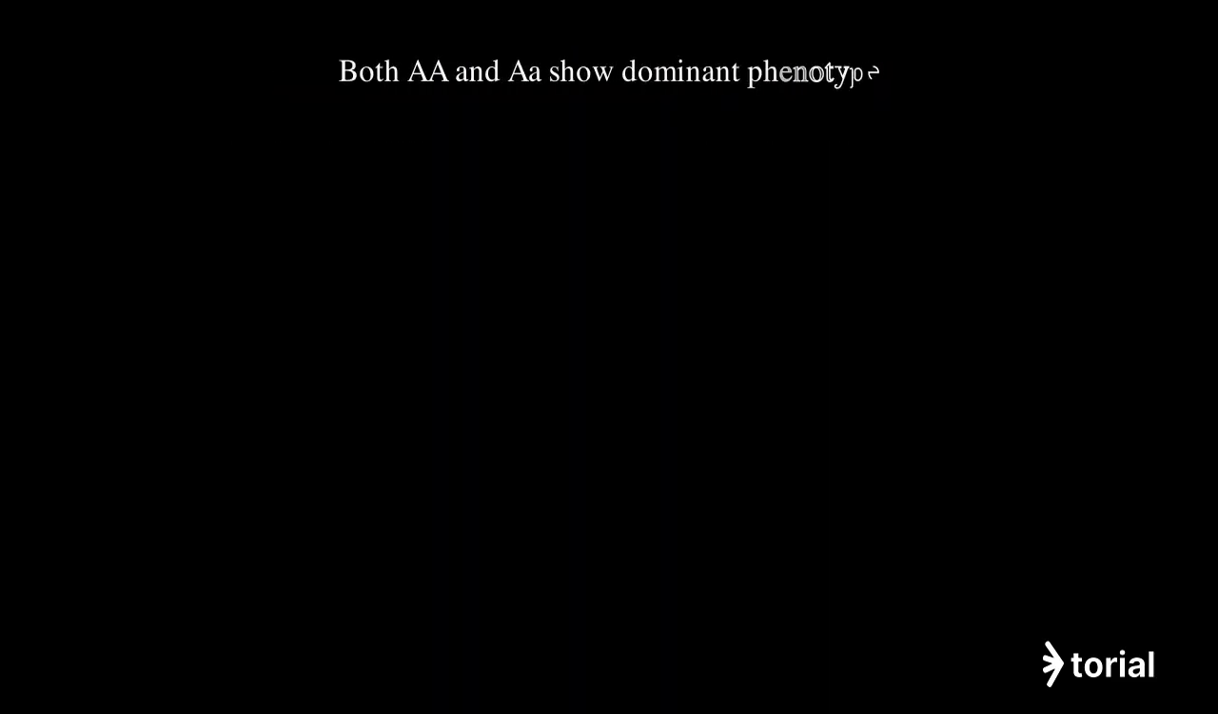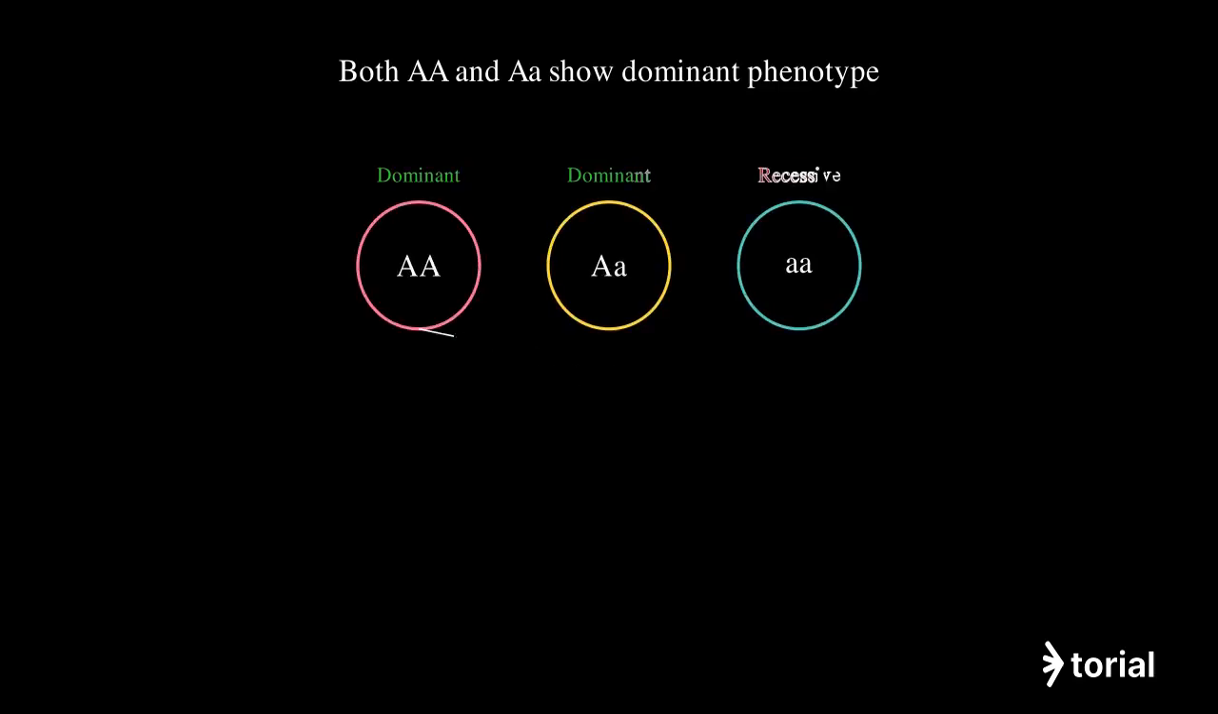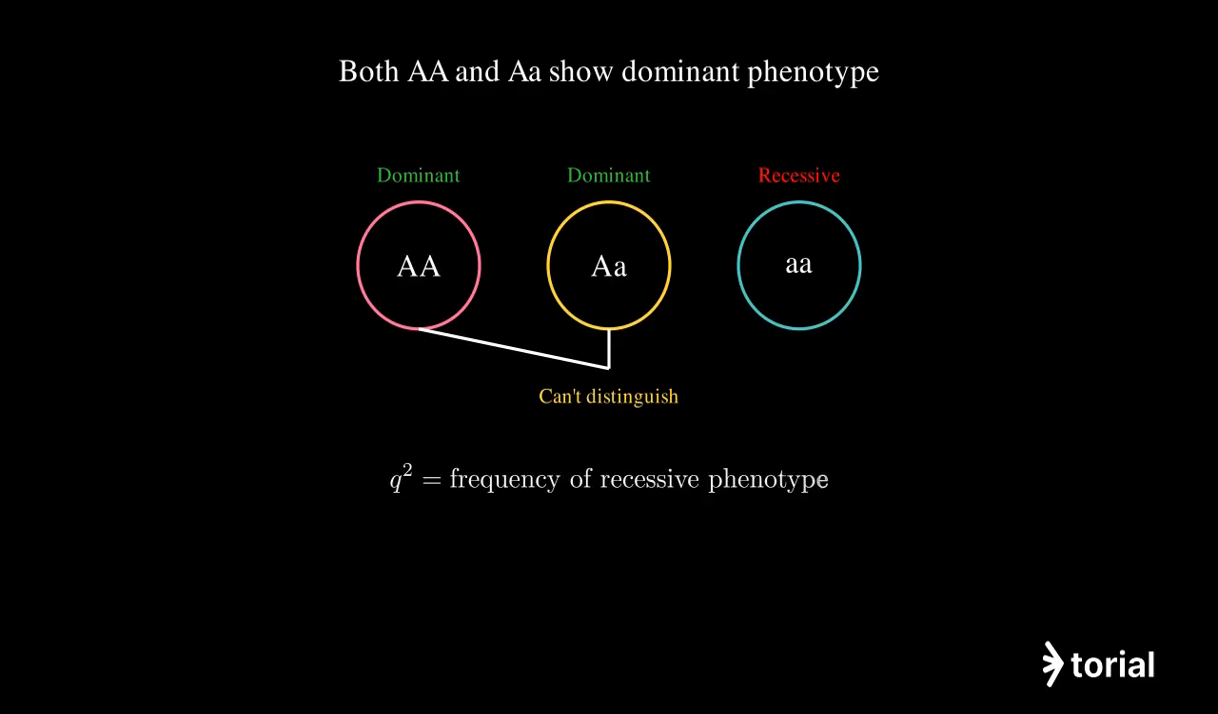Both capital A capital A and capital A lowercase a show the dominant phenotype, so we can't distinguish them by observation alone. This means we can distinguish the recessive phenotype, but the dominant phenotype includes two different genotypes that look the same. Therefore, q squared equals the observed frequency of the recessive phenotype in the population.